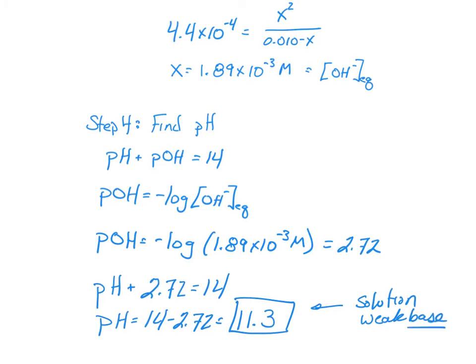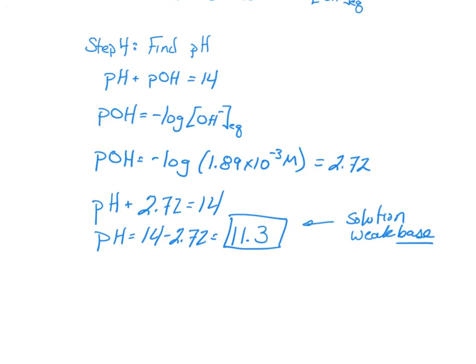And since it is a base in solution, we would expect that the pH is greater than 7. And so when we get our answer, we want to sanity check and make sure that it makes sense. And so since 11.3 is bigger than 7, we are confident that we have a base, and this answer makes sense for us.